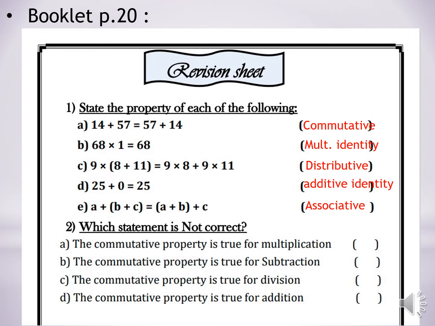Number 2, which statement is not correct? The commutative property is true for multiplication. Of course, the commutative property is true. I can do commutative property in multiplication problems. In letter B, the commutative property is true for subtraction. This is not true. The commutative property is true for division. It's also not true. The commutative property is true for addition. Yes, it's only true for addition and multiplication, but it's not true for subtraction or division.